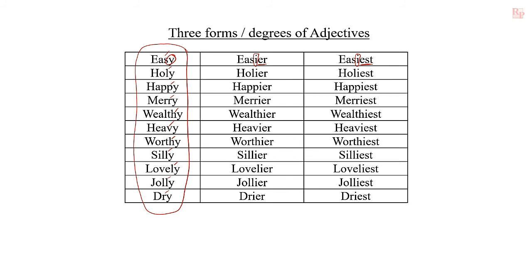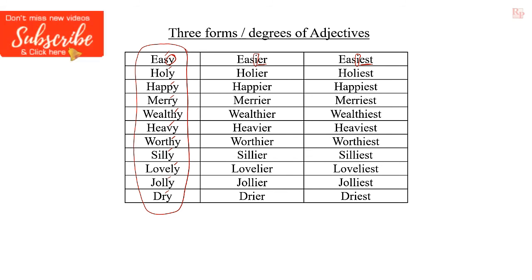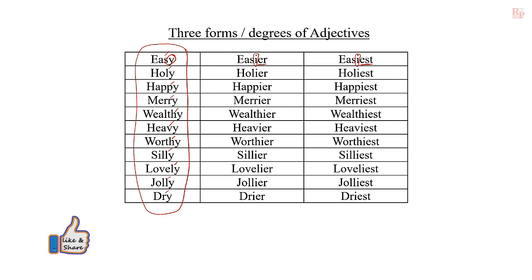Holy, holier, holiest. Happy, happier, happiest. Merry, merrier, merriest. Wealthy, wealthier, wealthiest. Heavy, heavier, heaviest. Worthy, worthier, worthiest. Silly, sillier, silliest. Lovely, lovelier, loveliest. Jolly, jollier, jolliest. Dry, drier, driest.